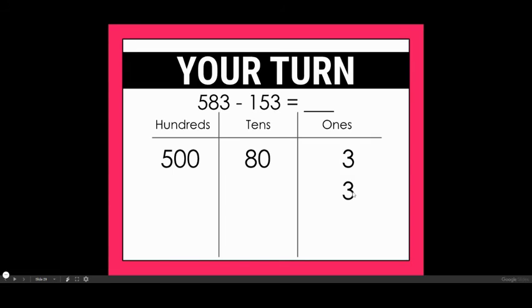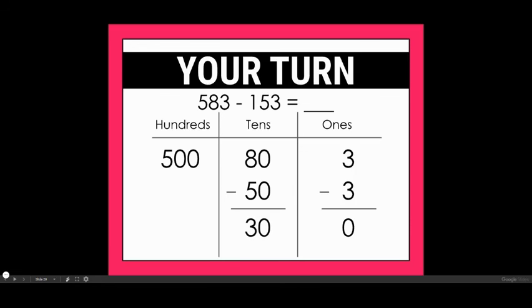So let's start in our ones. Let's subtract 3 ones. 3 minus 3 equals 0. Now let's subtract our tens. We have 5 tens, which equals 50. So we have 80 minus 50. Remember, think 8 minus 5. 8 minus 5 equals 3. It's 3 tens, so it's going to be 30.